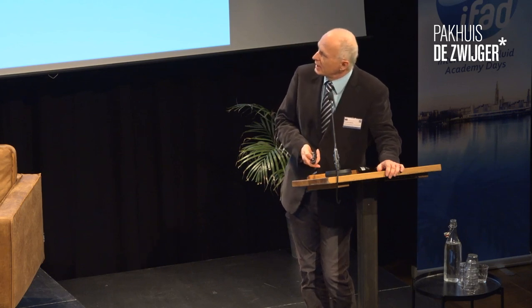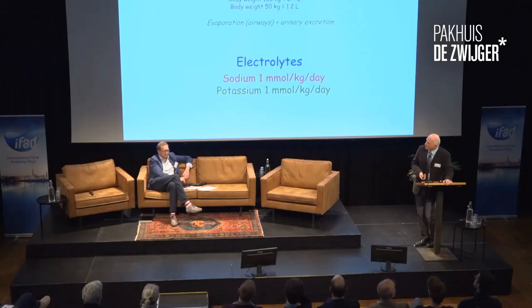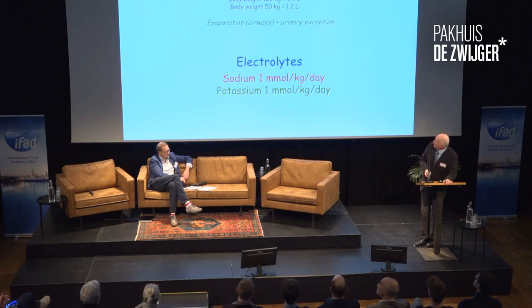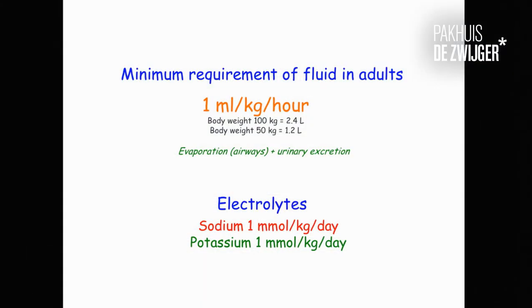And of course, if people have problems with their fluid balance, we need to help them. And there are several groups of people who need intravenous fluid therapy just because they cannot handle this by themselves. And what are the main principles? We can say that the minimum requirement of fluid in adults is 1 milliliter per kilo per hour, and sodium and potassium also 1 millimole. So the 1-1-1 rule is quite easy to remember.